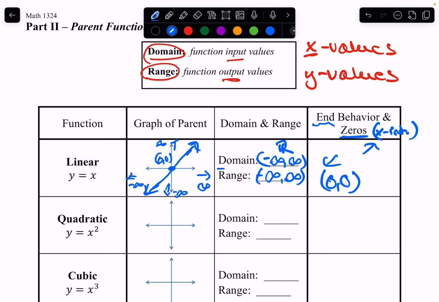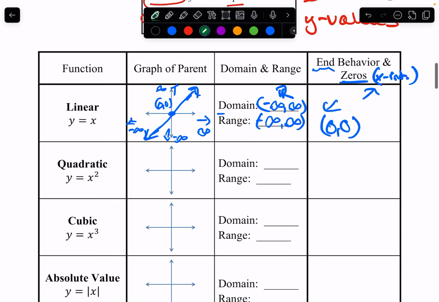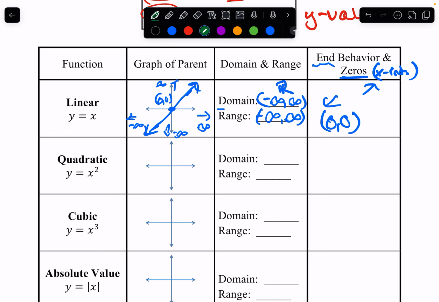Next one is the quadratic, y equals x squared. The graph is called a parabola. It is a U-shaped graph like this, and it goes through the point 0, 0. So again, our 0, the x-intercept, is 0, 0. Now if we look at the domain, it keeps going to the left and the right.